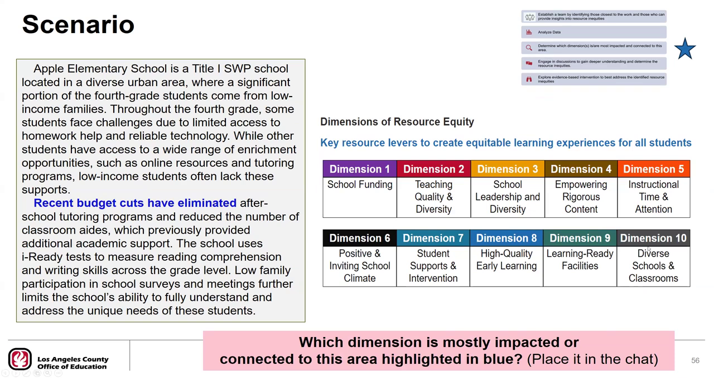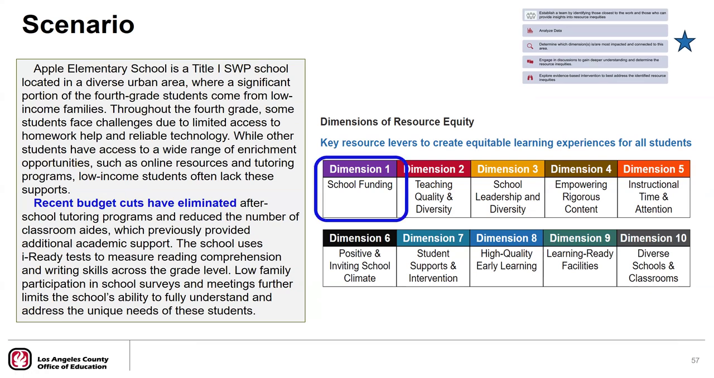So the blue says recent budget cuts have eliminated. Which dimension might it be? See a few answers coming in. That's right. Thank you to those who participated. Dimension 1, school funding. Think about this. Does the funding system distribute adequate funding based on student needs and enable flexible use of funds in ways that are clearly understood at your school, at your LEA? So think about this. We're going to continue with the same scenario.